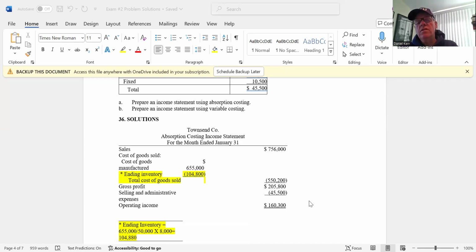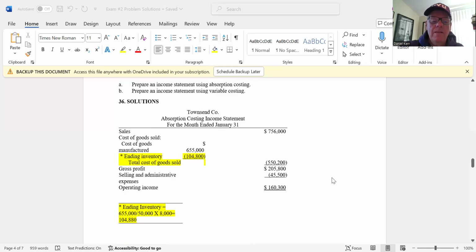Now, before we go any further and do variable costing, we know we increased the inventory by 8,000 units. So we know that absorption costing is going to give us a higher net income than variable costing. Why? Because we increased the inventory, and the ending inventory includes fixed cost. That doesn't mean you do not consider ending inventory for variable costing. It means that for your ending inventory, you only consider the variable cost of manufacturing.